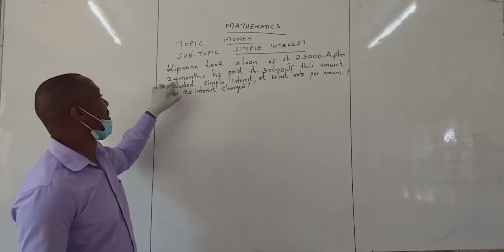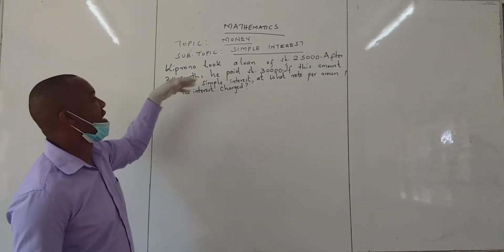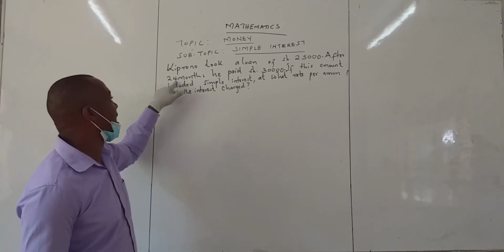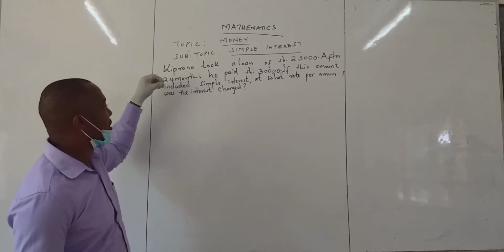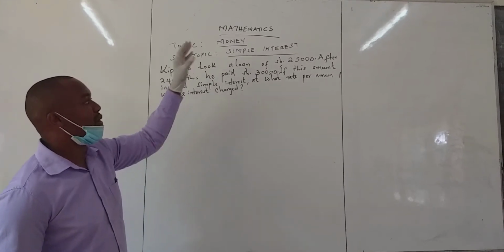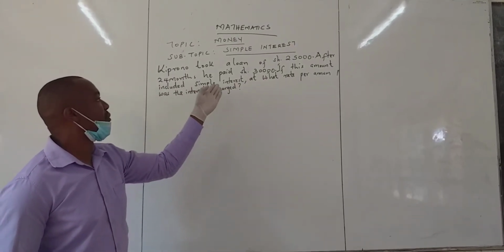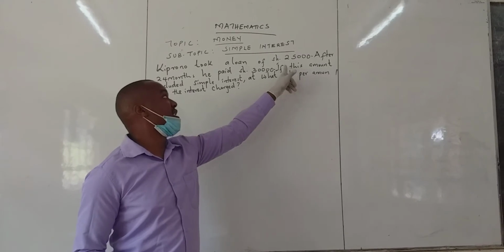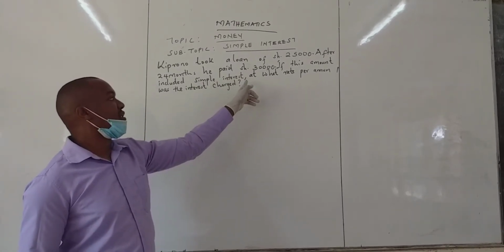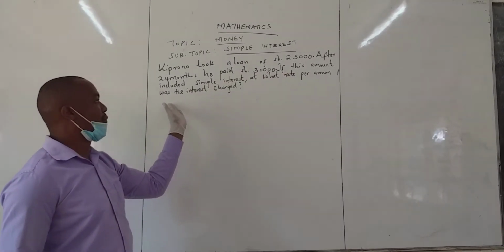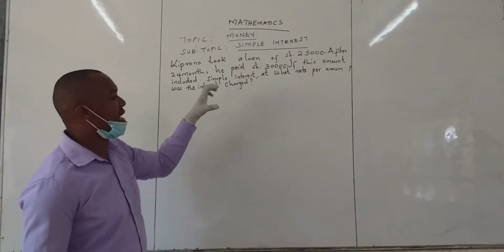Now, when you look at this 24 months, this is the time in which Kiprono paid the 25,000. This time is what we refer to as the period. Now, we have been told, if this amount included simple interest, and this amount is the 30,000 shillings, it includes the simple interest. At what rate per annum was the interest charged? Now, we have just looked at the question.